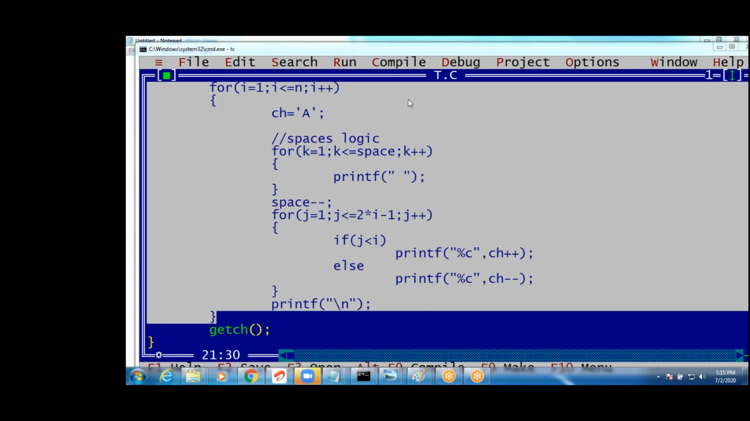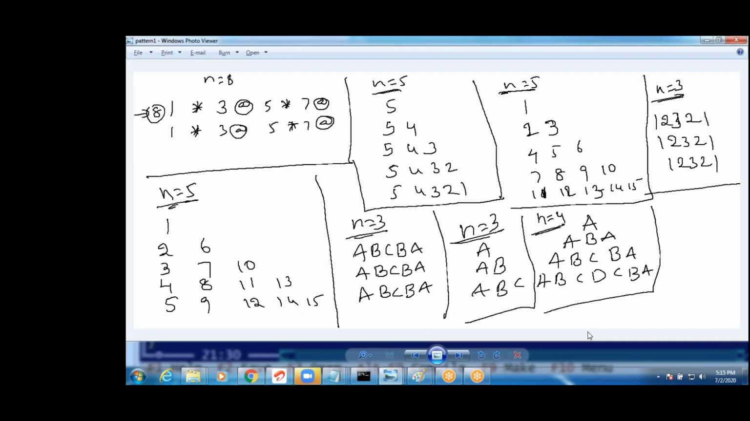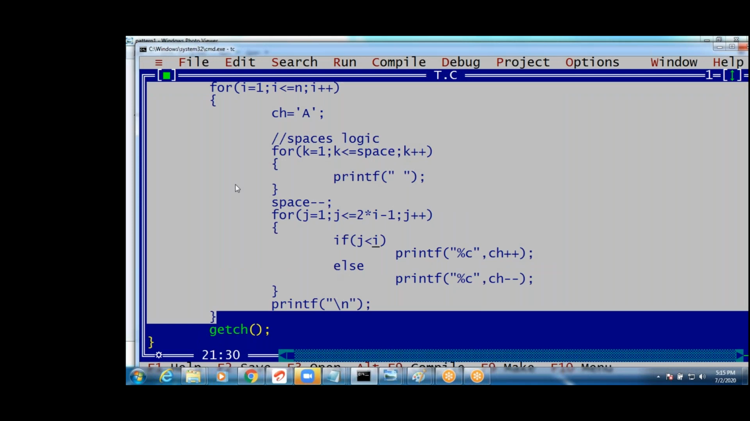Yeah, j less than or equals to i minus 1 or j less than i, both are the same, right, Pawan? Complete the next one, guys. Next pattern, see this. Completed, right? This program.